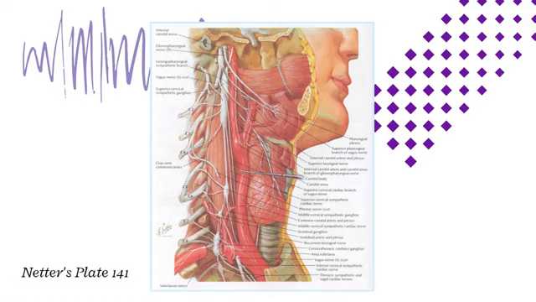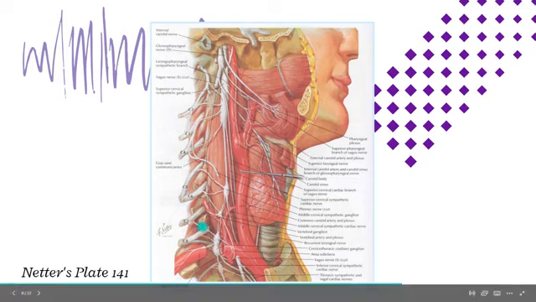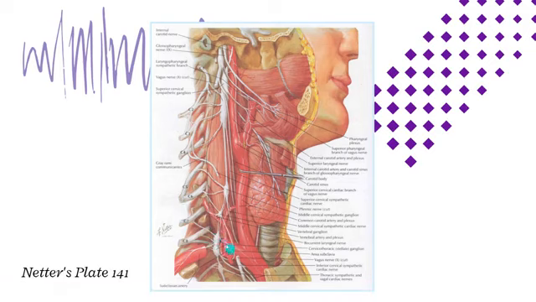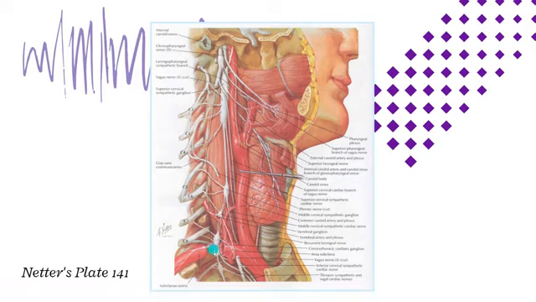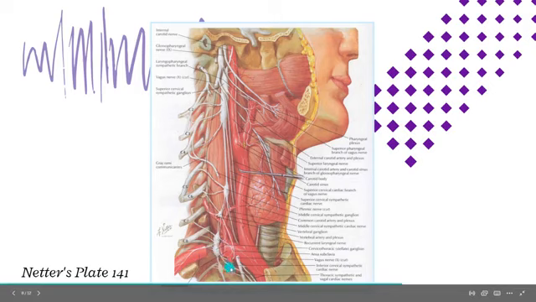Now, its branches, you'll see gray communicating rami that go to C7 and C8. And then it'll have branches that go to the subclavian and vertebral arteries. And it will form a plexus, and you kind of see it happening here on that subclavian artery around these vessels and all their branches. And then it will also have branches that go down to the heart.